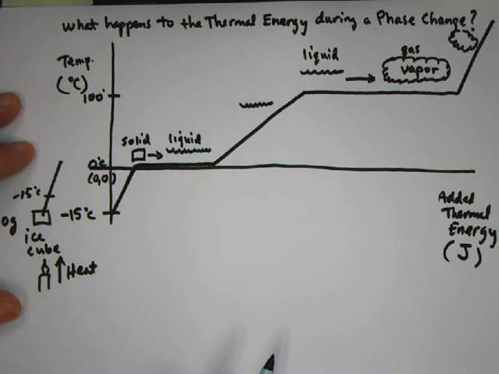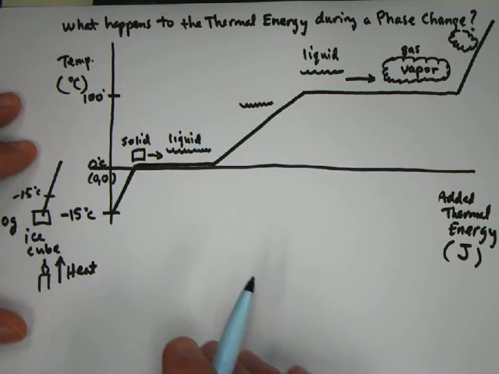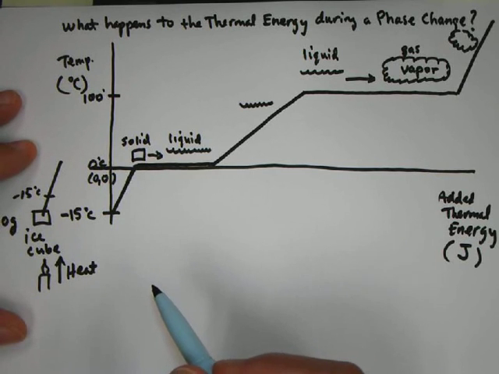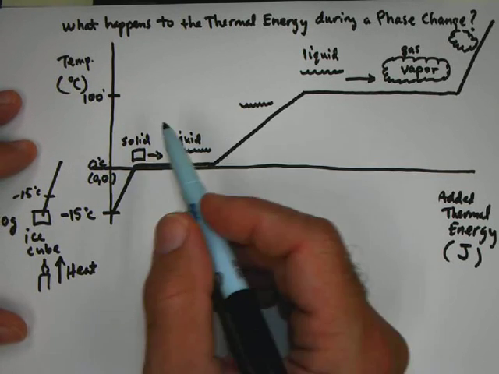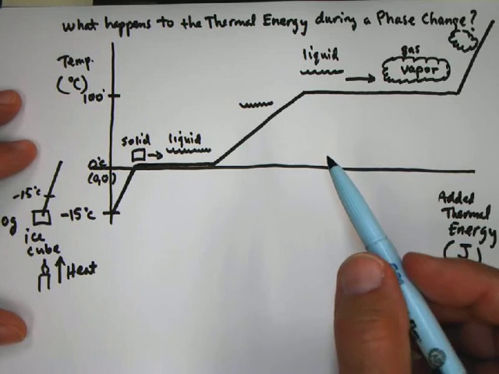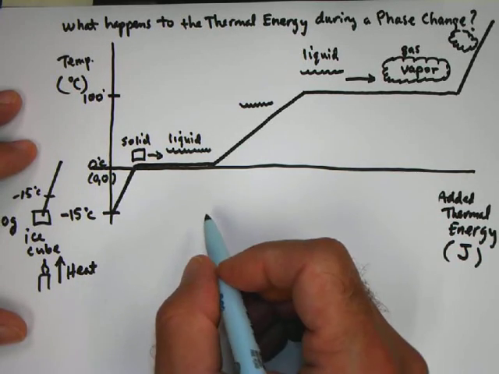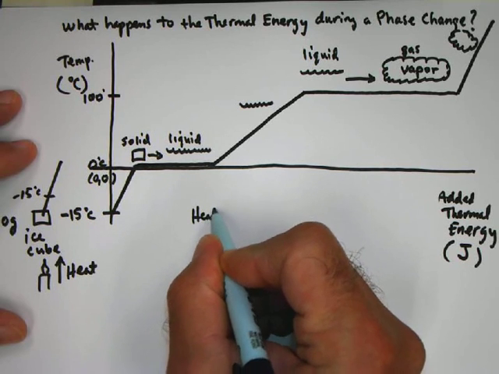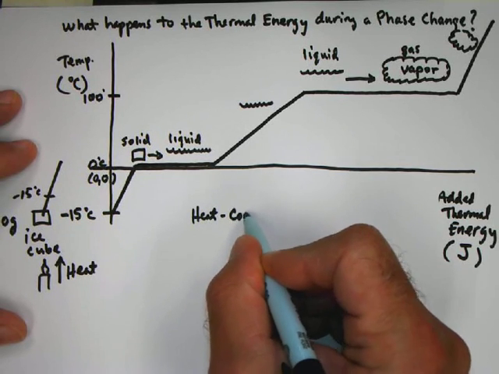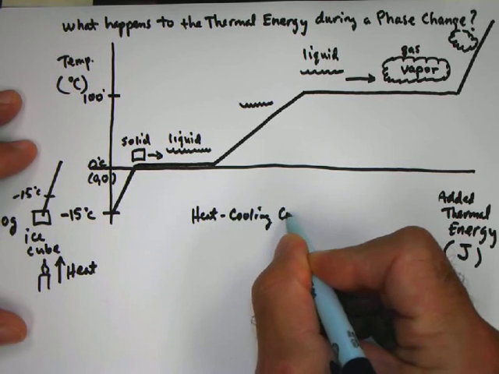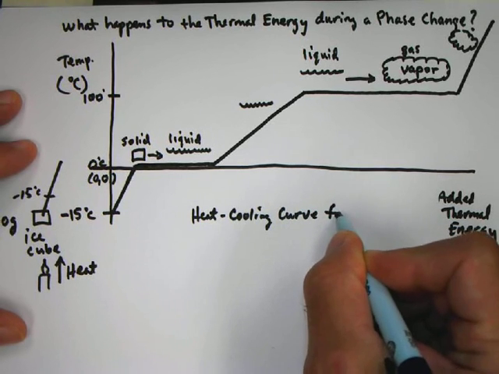Okay, now how many different steps do we have in this diagram here? We can call this a heating and cooling curve for water. Okay, so we call this heating or cooling curve for water. How many steps do we have?